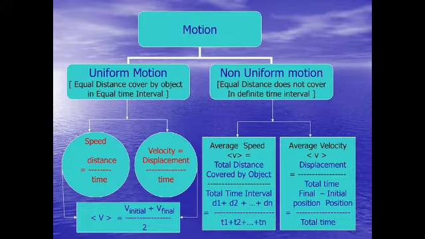In the case of non-uniform motion, you have to use the equation average v is equal to d1 plus d2 plus d3 upon t1 plus t2 plus t3, or average velocity equal to displacement upon total time. And in uniform motion only, we take v equal to d by t, or average speed equal to v initial plus v final upon 2. So use these equations frequently.